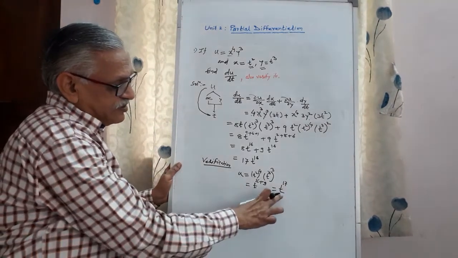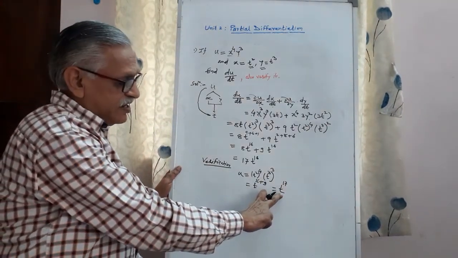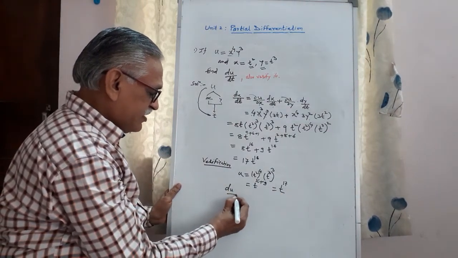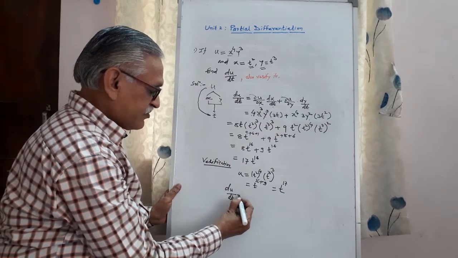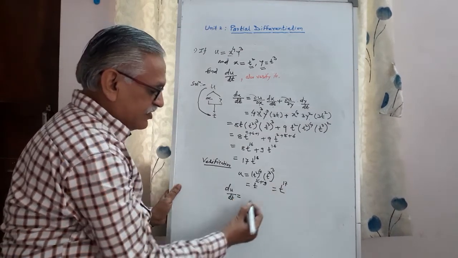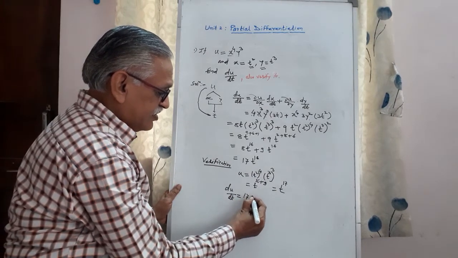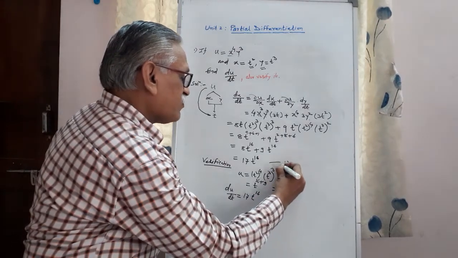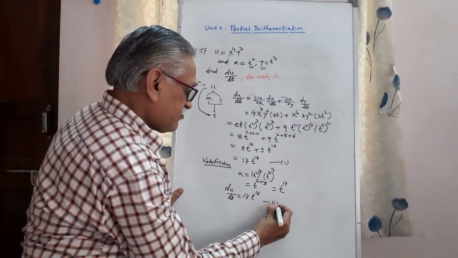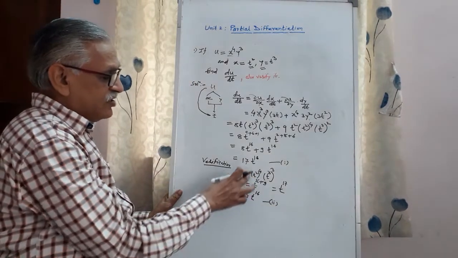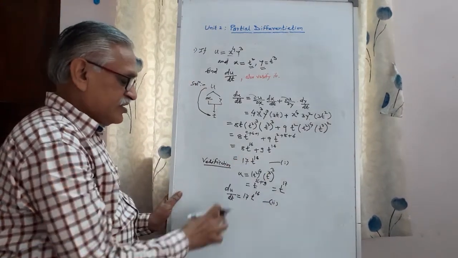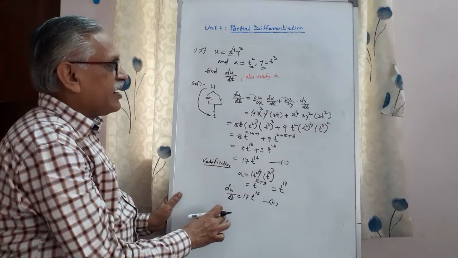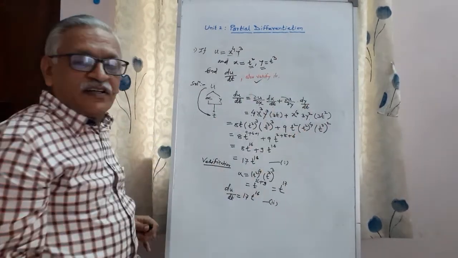Here u becomes a function of only one independent variable, and therefore the derivative with respect to t is ordinary. It is du by dt, differentiating the right hand side with respect to t, it is 17 t raised to 17 minus 1, 16. If we call this equation 1 and equation 2, observe these two values: equation 1 is 17 t raised to 16 and equation 2 is 17 t raised to 16. The values are the same. As the values are the same, the result is verified.